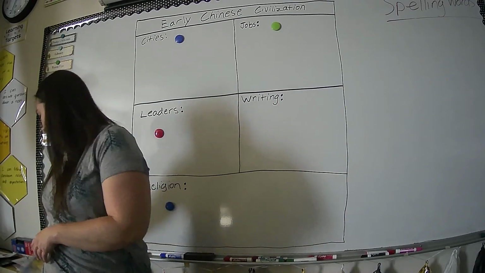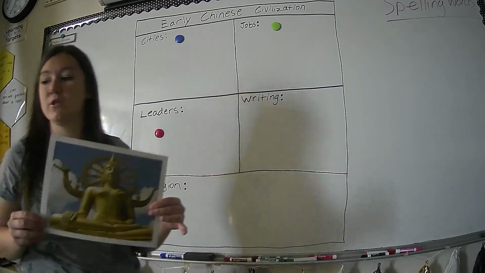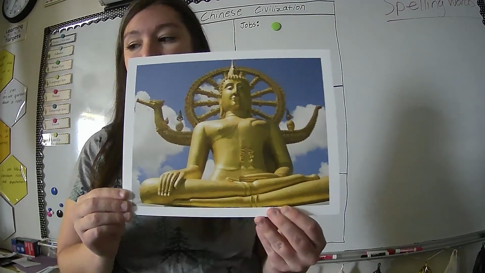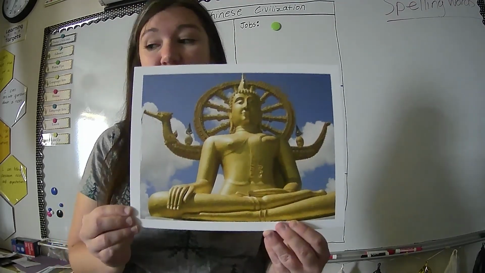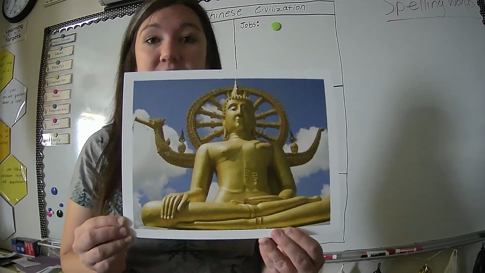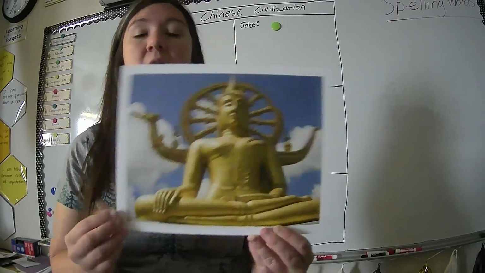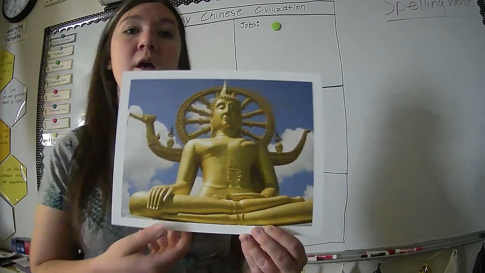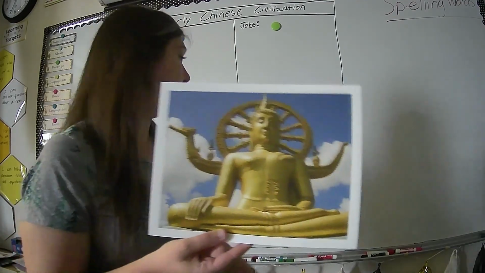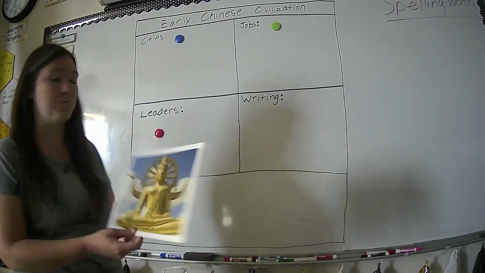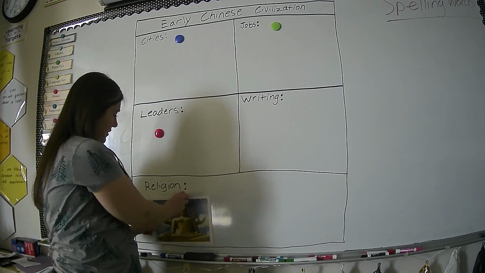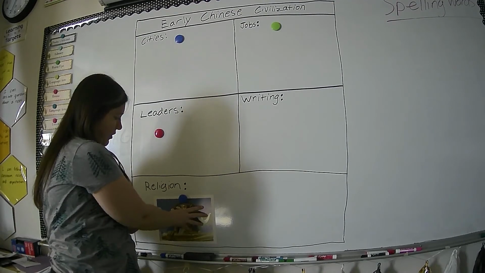In previous lessons, we learned about Buddha, the man who started the religion Buddhism. Buddhism started in ancient India, but it was widely practiced in ancient China as well. And just like Hinduism, it is widely practiced all over the world today. But because Buddhism was just as important a part of ancient China as it was in ancient India, it will go on both of our charts. So we'll put Buddha right there under religion.